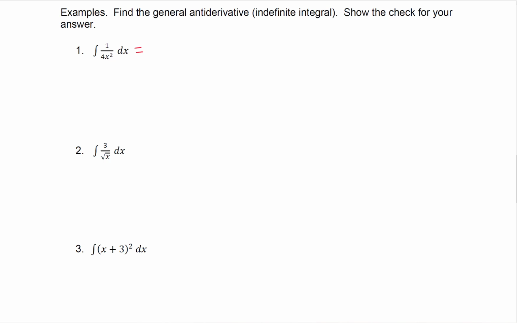So let's rewrite this as the integral of 1/4 x to the negative second power. Notice the way we're rewriting these is the same way we rewrote functions to find the derivative originally. And then don't forget you have to have your dx there. So now we know we can pull out the 1/4 from the integral. So this is 1/4 times the integral of x to the negative second dx.